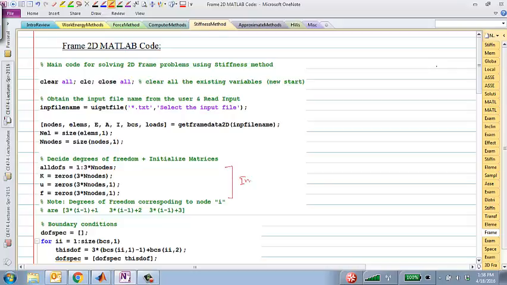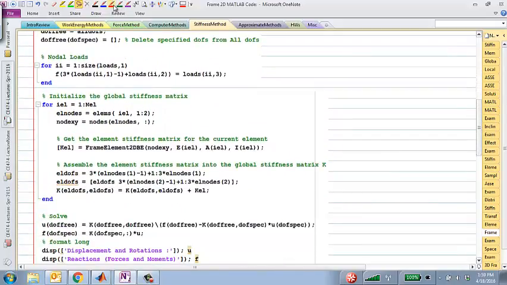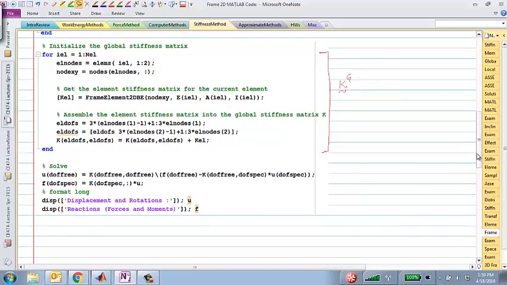This is the initialized part for the frame problem where we create global matrices of the right size. Note now that this is 3 times node degrees of freedom, because there are 3 degrees of freedom per node. Earlier it used to be 2 times the number of nodes. Boundary conditions and nodal loads are exactly the same way. Global stiffness matrix, this is of course the most critical part of the code, where we build K global. Element degrees of freedom is calculated in a very similar way, but you have to now keep in mind that there are of course 3 degrees of freedom per node. Solution is exactly the same way, and everything else is just plotting.